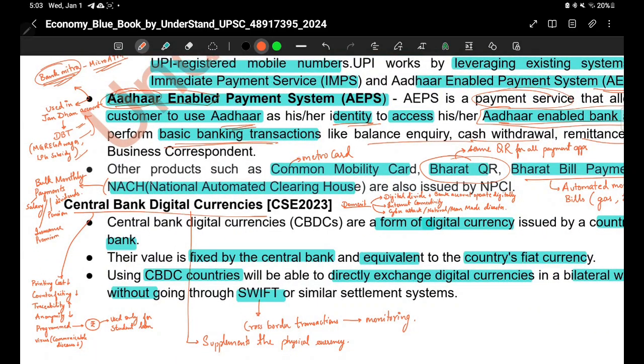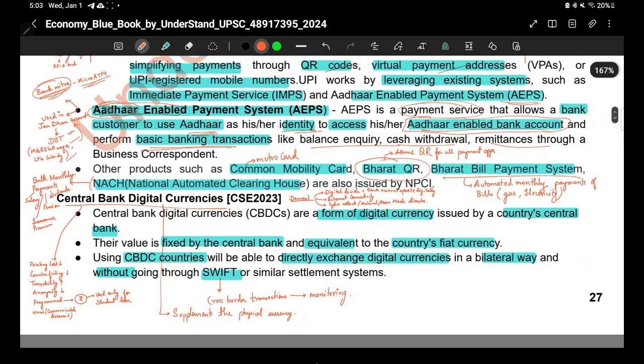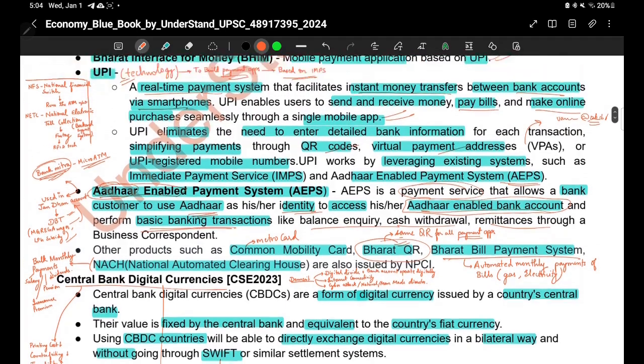Then other products NPCI made, like the common mobility card, for example, Metro card. That is a common mobility card. Then Bharat QR code. For example, before, Paytm had a separate QR code, Google Pay had a separate QR code, MobiKwik and all, they had separate QR codes. So this got eliminated. RBI told you have only one type of QR code for all the payment apps. So they invented Bharat QR. Same QR code for all the payment apps. Okay, then Bharat Bill Payment System. This is also one product of NPCI.